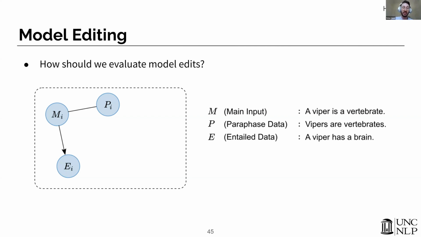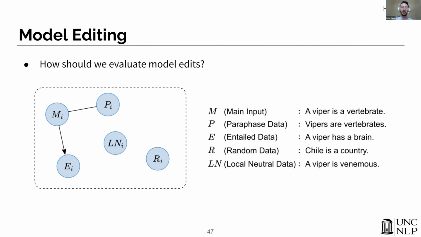Now, in addition to testing for this kind of generalization of the edits, we can also test for overgeneralization. We want to make sure we're not overgeneralizing to totally random other statements, like whether or not Chile is a country doesn't really depend on vipers. So if we change the model's belief in one of the statements, we don't want to change the model's belief in another statement.